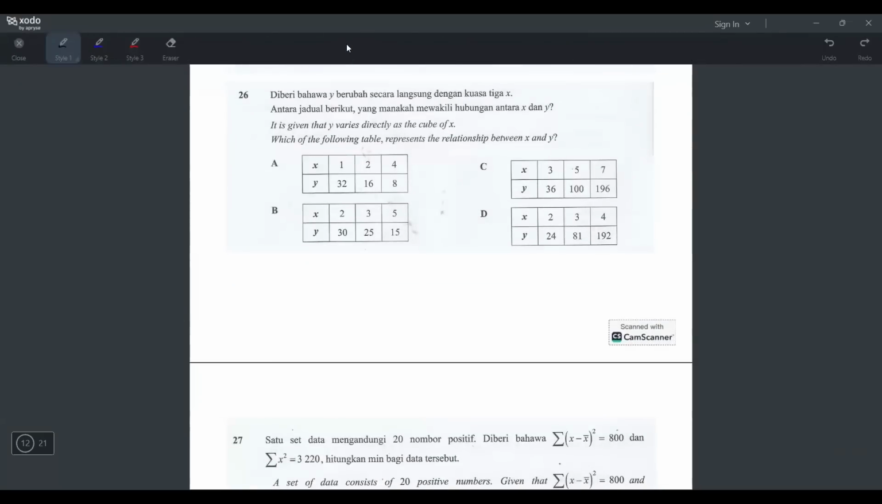Okay, let's continue. Number 26. This is a variation question. So let's read the question. It is given that y varies directly as the cube of x. When we are doing variation and they tell you directly or inversely, you can straight away write down your variation. So y varies directly. Directly means write it on top, and cube of x means power 3. So x power 3, like this. And then they ask which of the following tables represents the relationship between x and y.